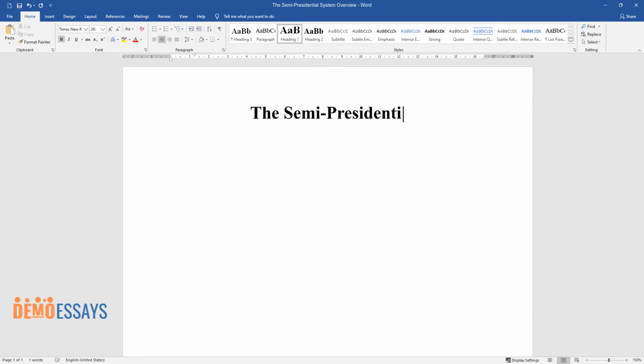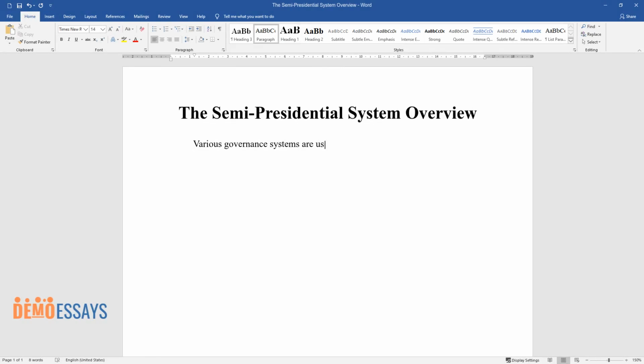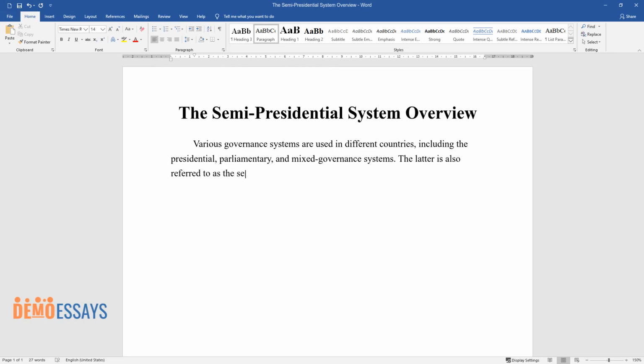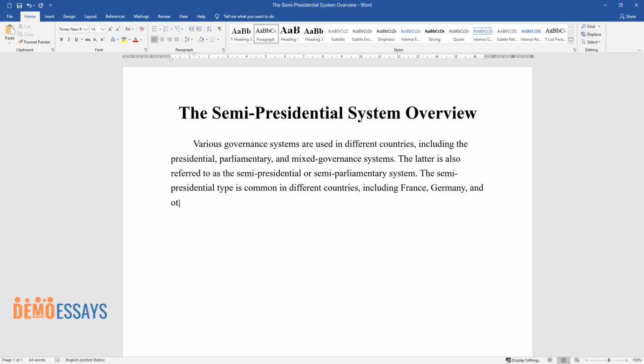The semi-presidential system overview. Various governance systems are used in different countries, including the presidential, parliamentary, and mixed governance systems. The latter is also referred to as the semi-presidential or semi-parliamentary system. The semi-presidential type is common in different countries, including France, Germany, and other European countries. It is a regime where the power of the executive is divided between a country's prime minister and president.